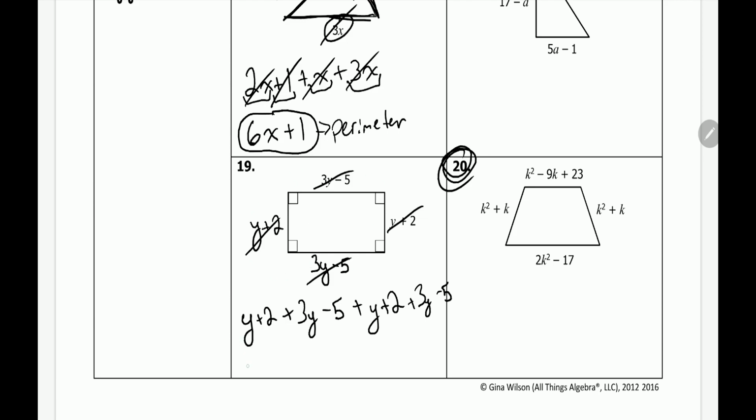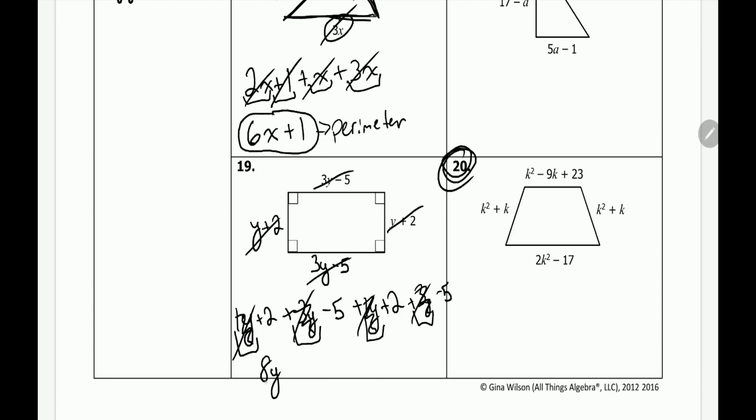Now, we have to combine like terms. So everything that has a y, we're going to combine. So we have y, 3y, y, and 3y. So that means we have 1 plus 3 plus 1 plus 3. Well, that's going to give us 8. And our variable was y. And let's go ahead and mark through all of those so we don't consider them anymore.